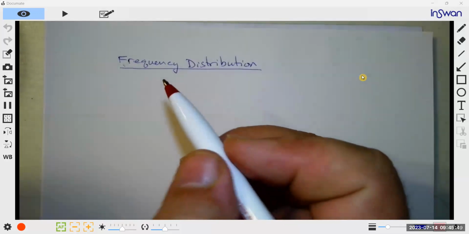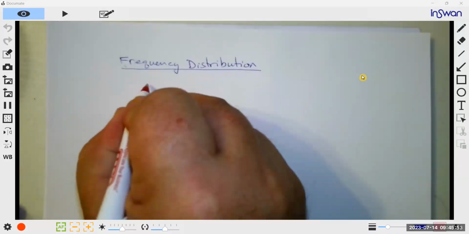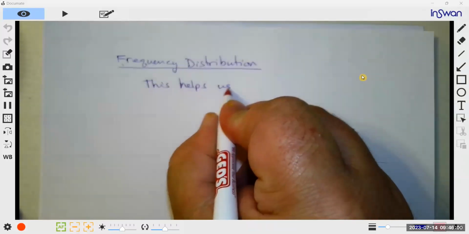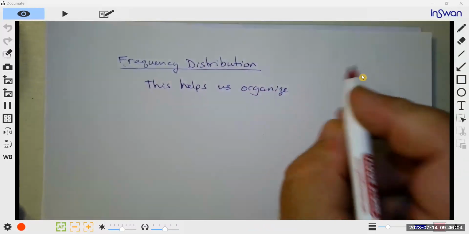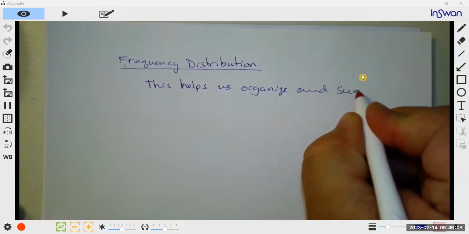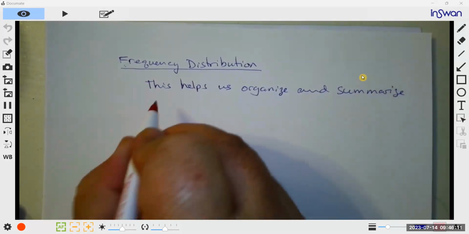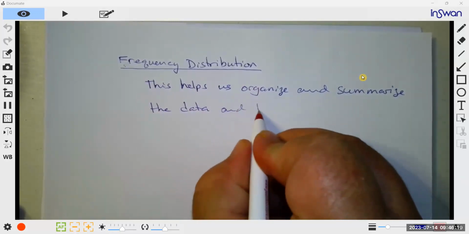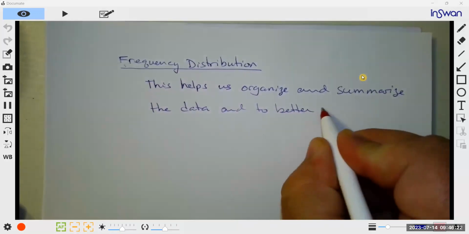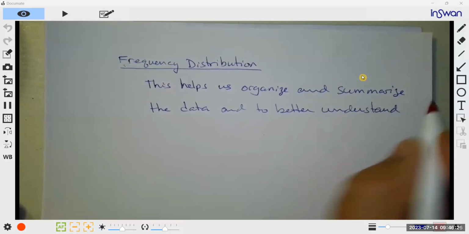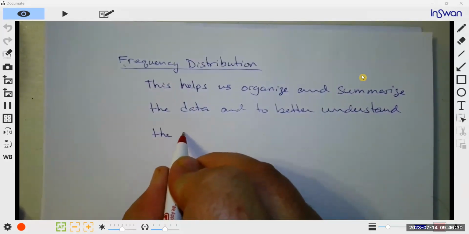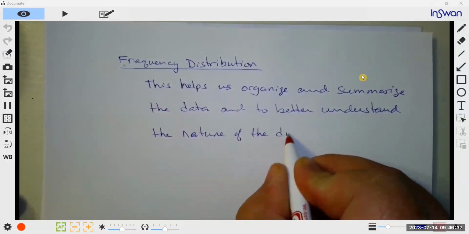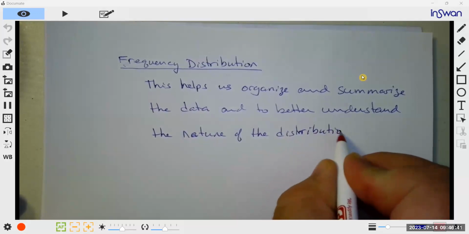The frequency is how many times it occurs. The distribution is how it's spread out. This helps us organize and summarize the data and to better understand the nature and the reasons of the distribution of the data.